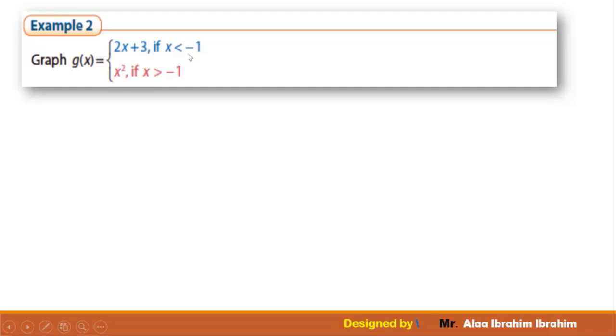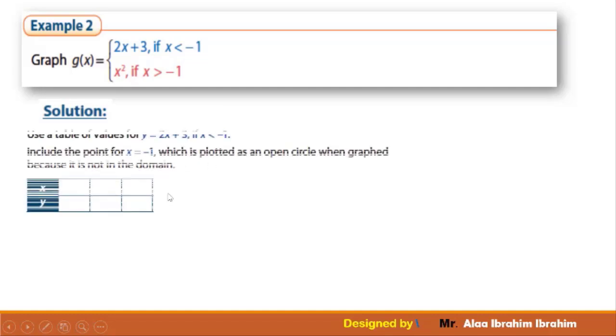I have to start with this number, but it's not included, so negative 1. And x is smaller than negative 1, so anything less than negative 1 will be good. But when choosing numbers, try to keep away from decimals as much as you can. For this part, we need to take numbers greater than negative 1, but it's not included either. So this will be an open circle and this an open circle. Now I will make my tables.